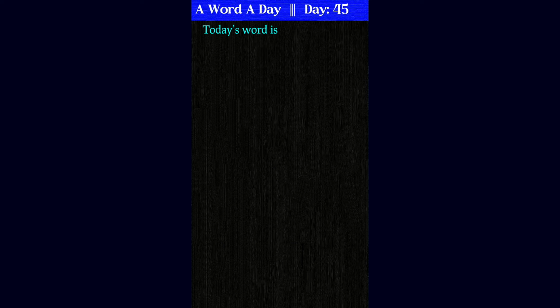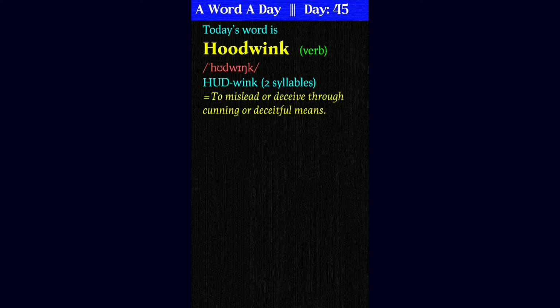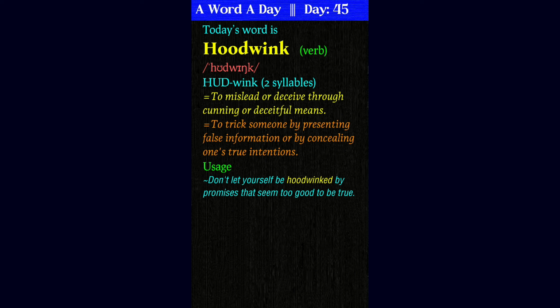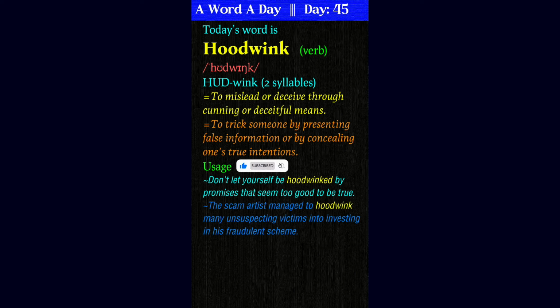Day 45. Today's word is hoodwink. Hoodwink. 2 syllables. Hoodwink is a verb. Hoodwink means to mislead or deceive through cunning or deceitful means, or to trick someone by presenting false information or by concealing one's true intentions. Usage. Don't let yourself be hoodwinked by promises that seem too good to be true. The scam artist managed to hoodwink many unsuspecting victims into investing in his fraudulent scheme.